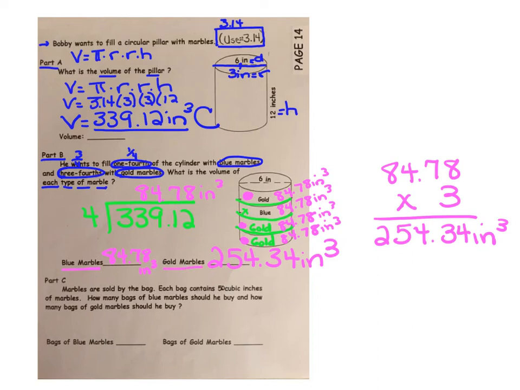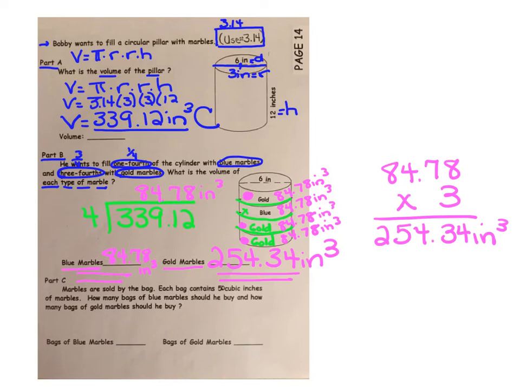Now it's time to go shopping and pick up some gold marbles and some blue marbles. Clearly, we will need far more gold marbles than blue marbles. Let's take a look at the final part. Part C.